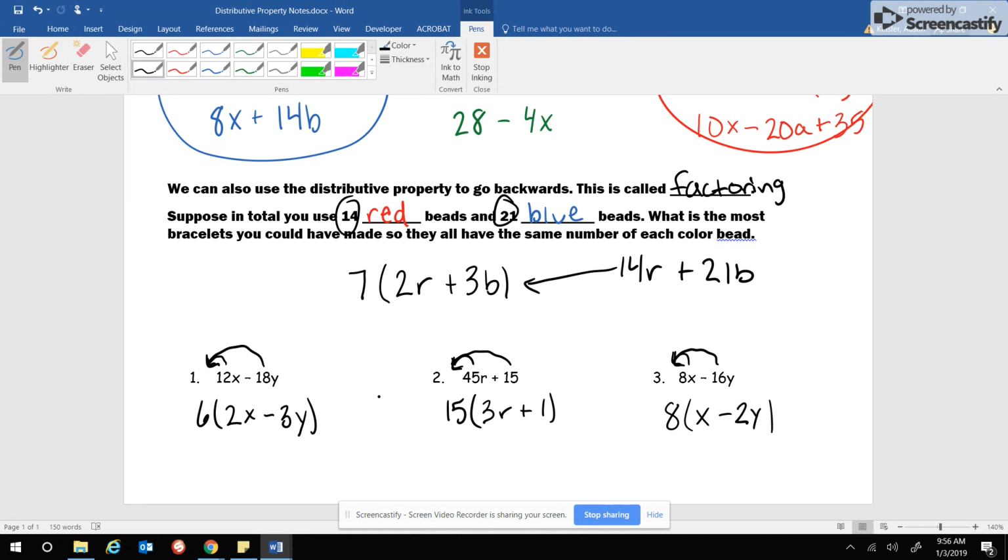We can multiply into everything inside the parentheses, or like we saw down here, we can factor a number out and make a new parentheses with it.